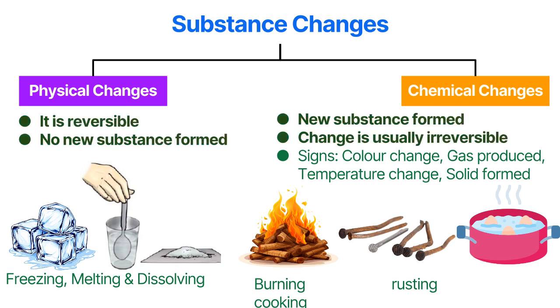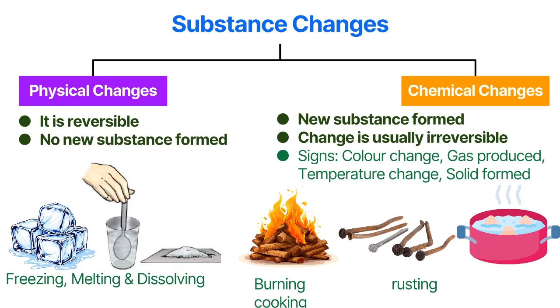At this point, we can clearly compare physical and chemical changes. Physical changes do not create new substances and are often reversible. Chemical changes, on the other hand, produce new substances and are usually permanent. Therefore, the key difference is whether a new substance is formed.